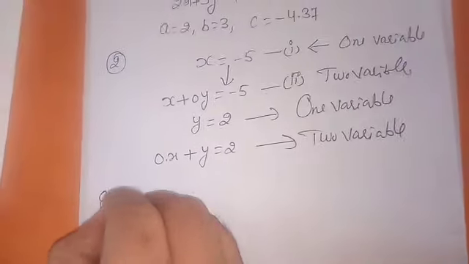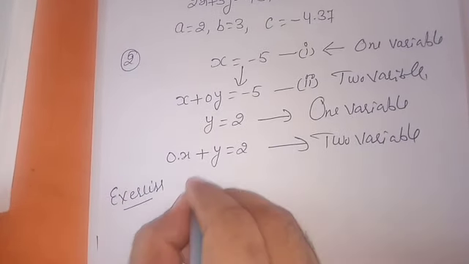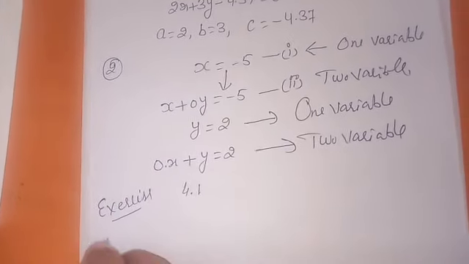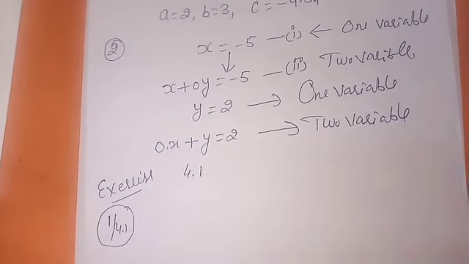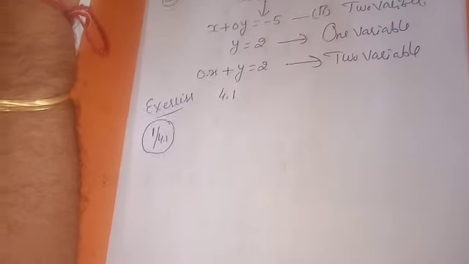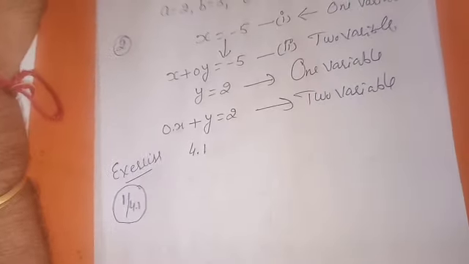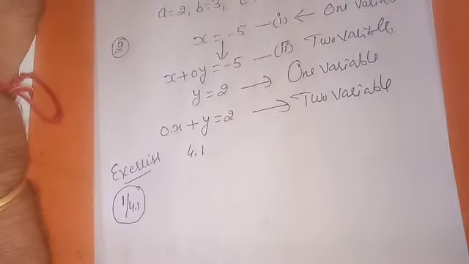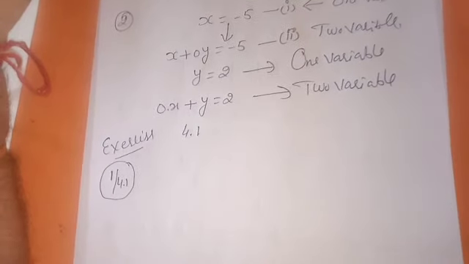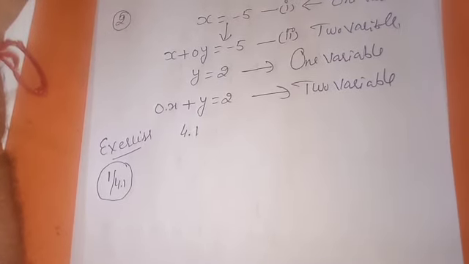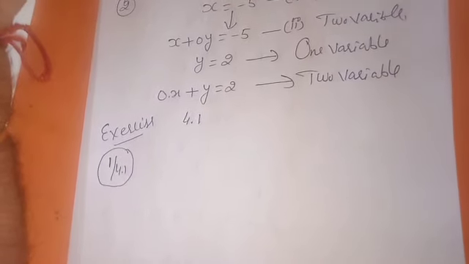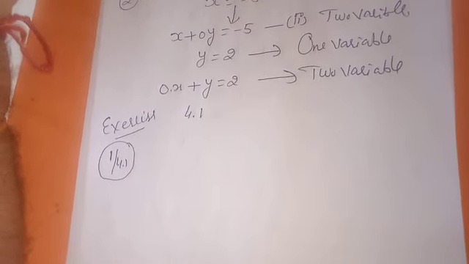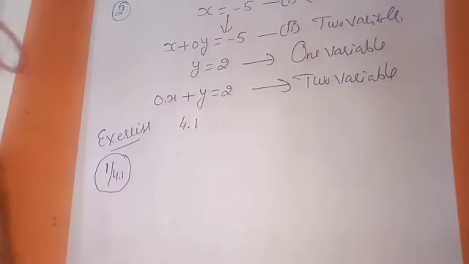Exercise 4.1, question number 1. We have to make a linear equation in two variables. It's given the cost of a notebook is twice the cost of a pen. Write a linear equation in two variables to represent this statement. The hint is also given: take the cost of a notebook to be rupees X and that of a pen to be Y. But keep in mind the cost of the notebook is 2 times the cost of the pen.